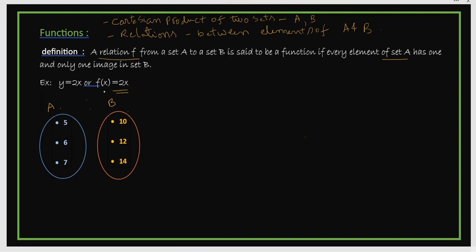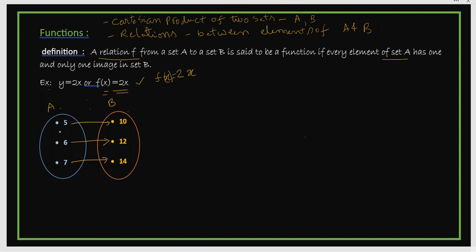The input value is x, and the function of x equals 2x. The function is defined as 2x. So 5 is related to 10, 6 is related to 12, and 7 is related to 14. Here the relation is 2x, and this relation is called a function. That means when you input x = 5, you will get the output 10.